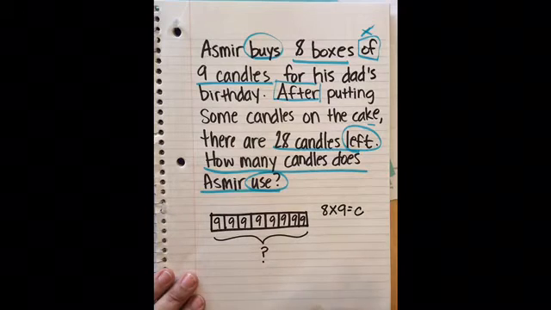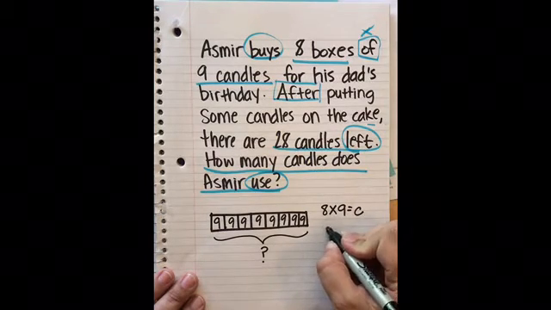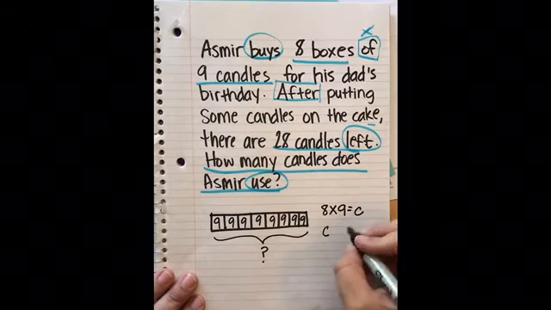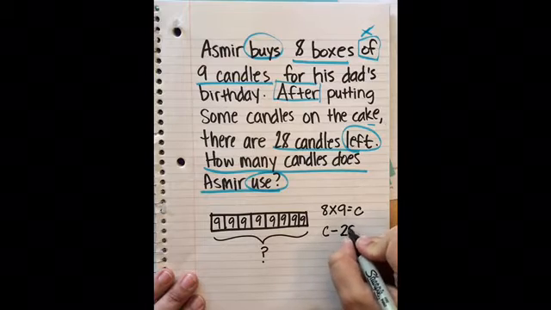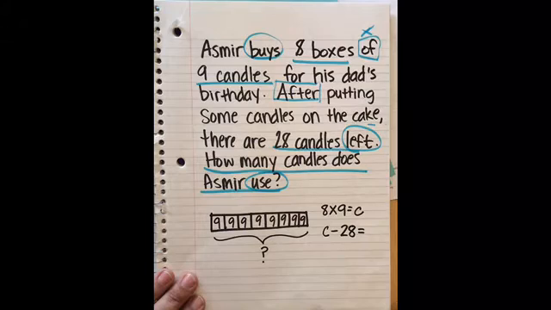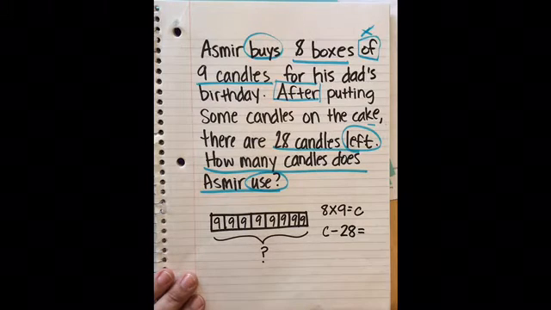My problem isn't over yet because after he buys the candles, whatever C equals, then what I have to do is take that number of candles minus 28, and that is going to be how many candles he uses. And then that's going to be my final answer. So let's go ahead and see what the final answer is. If you haven't done this yet and found out what the final answer is, do it right now. Press pause and press play when you're done.